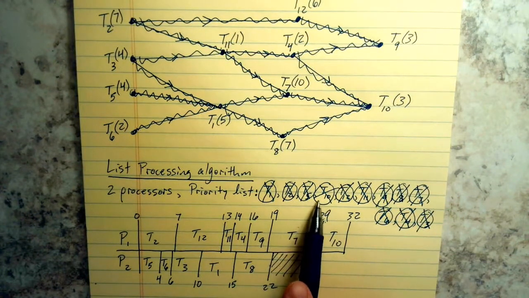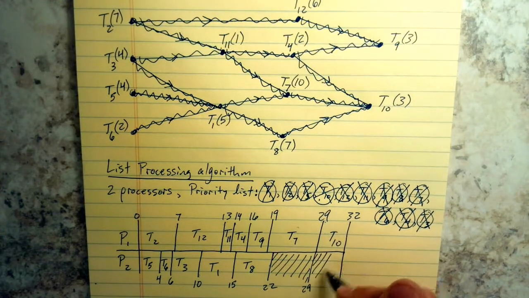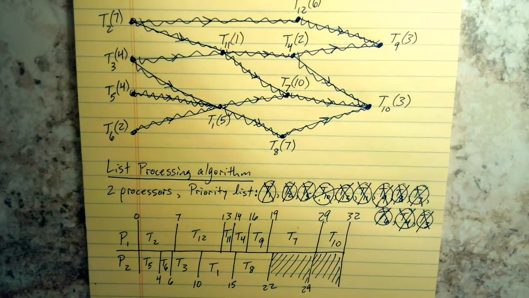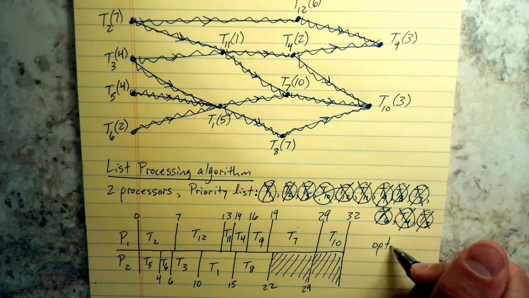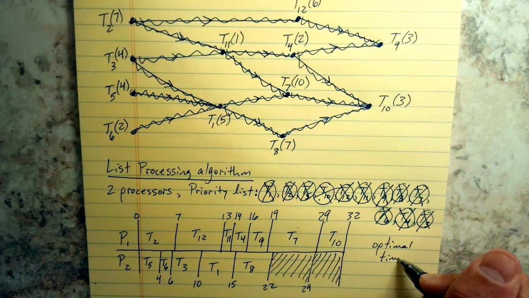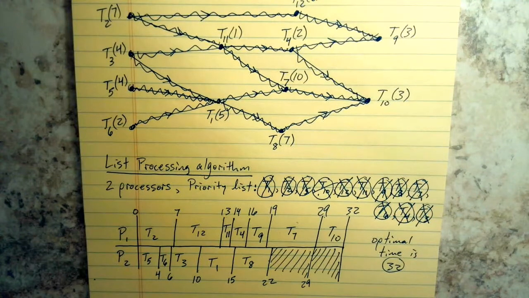And actually that's the last thing I need to schedule, which means that I'm essentially done. So technically here is more idle time for processor 2, and that's okay. And then the schedule is complete, so this is the output of the list processing algorithm. It's the schedule itself. And the runtime, which is the optimal time, is 32. That's the total time it takes to run all of these tasks on 2 processors with this priority list. And that completes the list processing algorithm example.